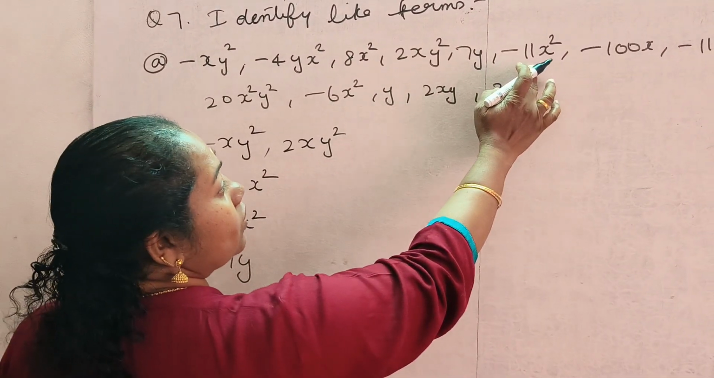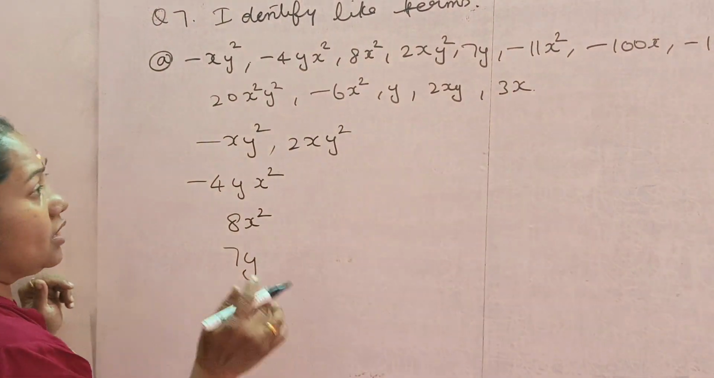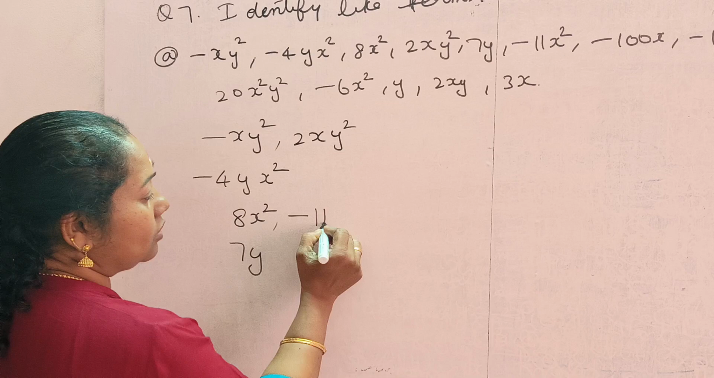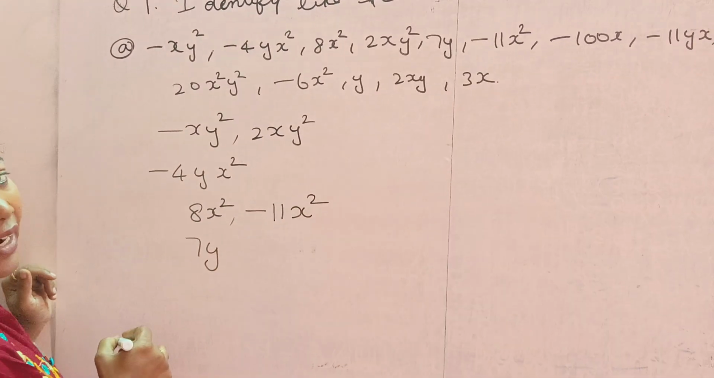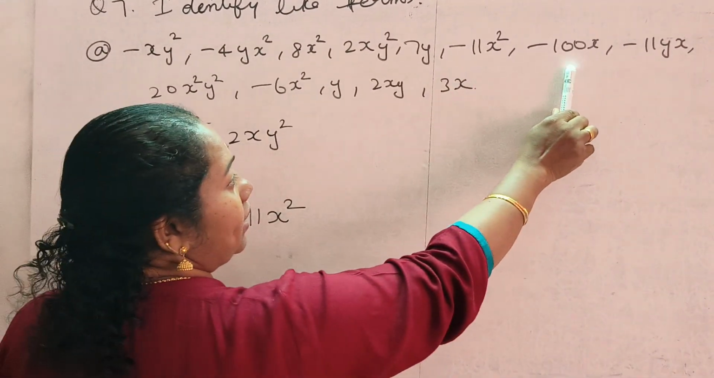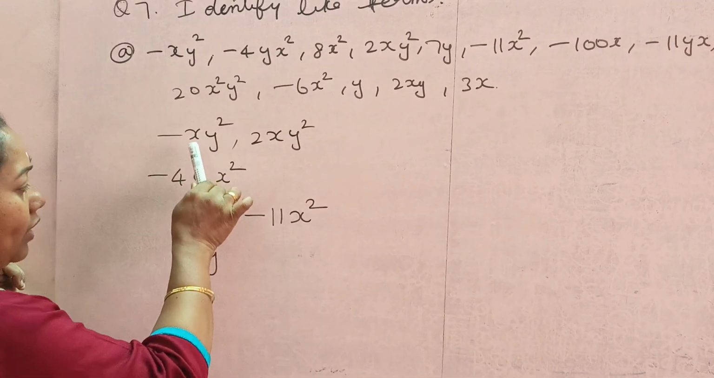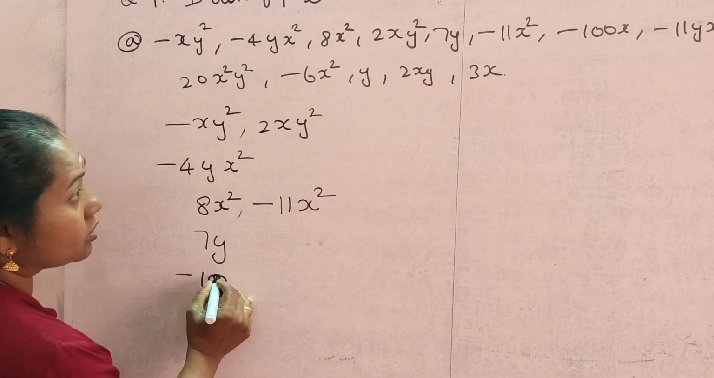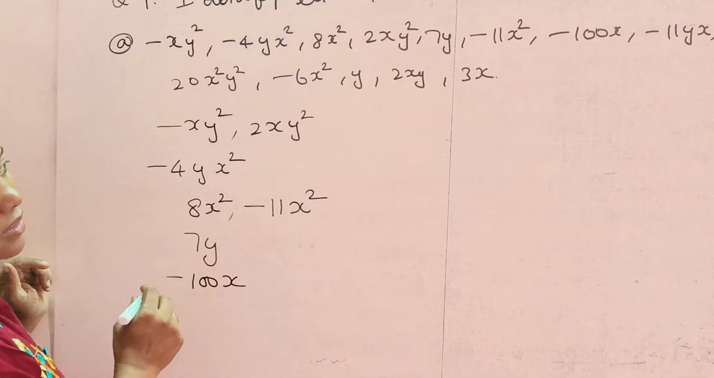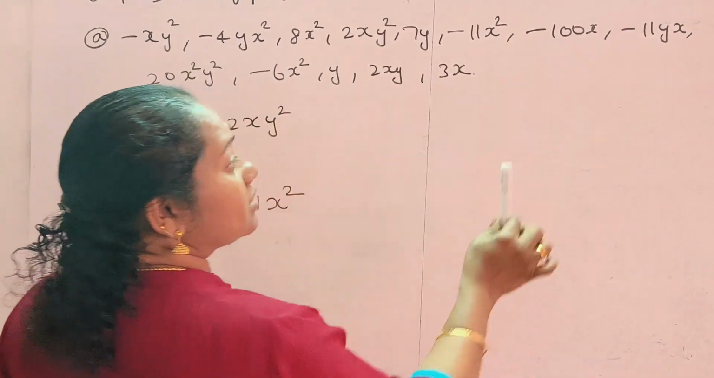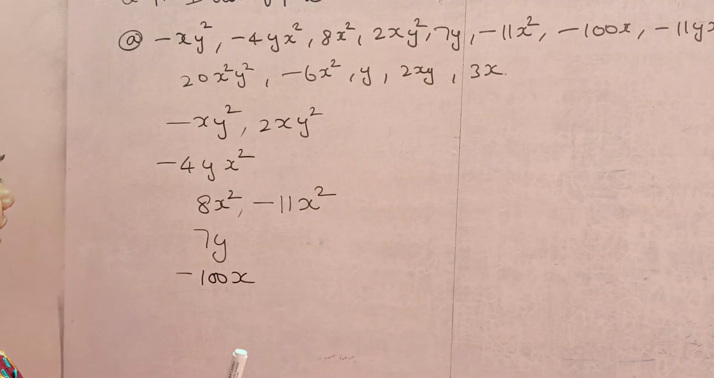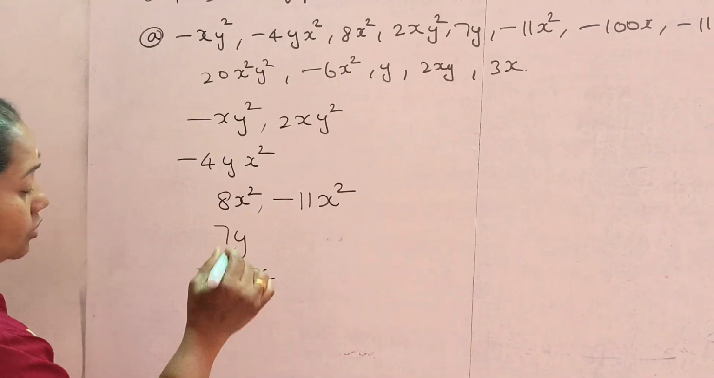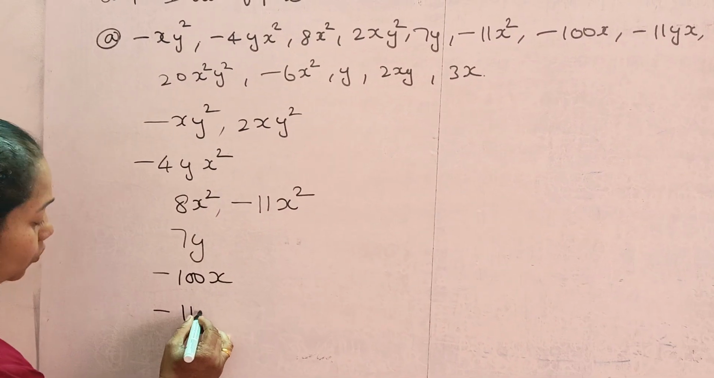Now the next one is minus 11x squared. So x squared, here it is x squared. So we will write with this one. Minus 11x squared. Now next one is minus 100x. Do we have any x here? No. So we have to open the new account. Minus 100x. Now the next question is minus 11yx. X and y one time. So there is no like term here. So minus 11 we have to open a new one.